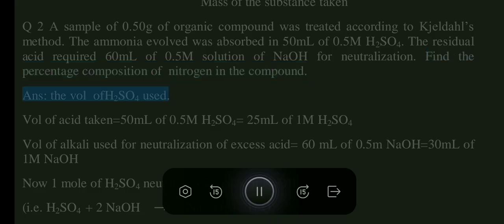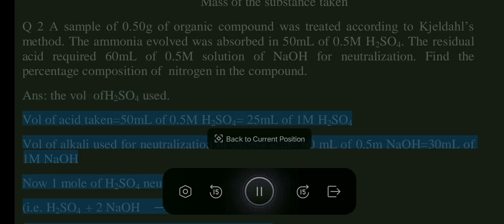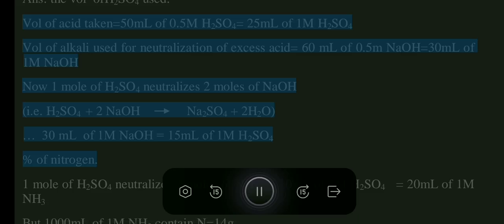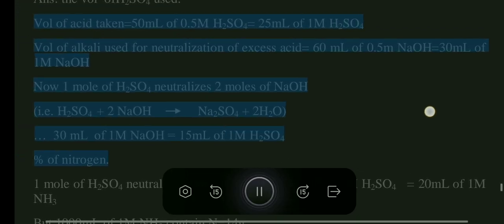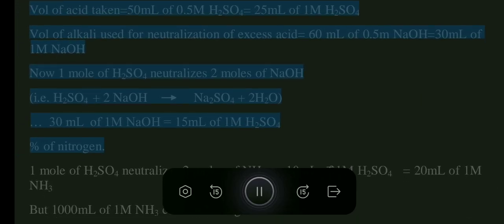Answer. The volume of H2SO4 used: volume of acid taken equals 50 milliliters of 0.5 M H2SO4, which equals 25 milliliters of 1 M H2SO4. Volume of alkali used for neutralization of excess acid equals 60 milliliters of 0.5 M NaOH, which equals 30 milliliters of 1 M NaOH. Now 1 mole of H2SO4 neutralizes 2 moles of NaOH, i.e. H2SO4 plus 2 NaOH gives Na2SO4 plus 2 H2O. 30 milliliters of 1 M NaOH equals 15 milliliters of 1 M H2SO4.